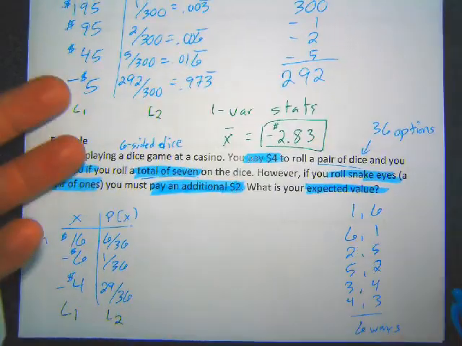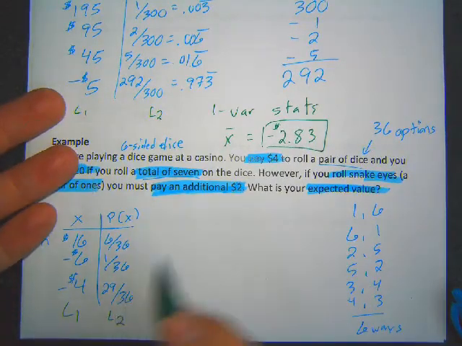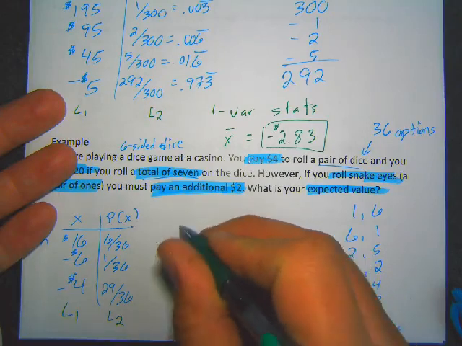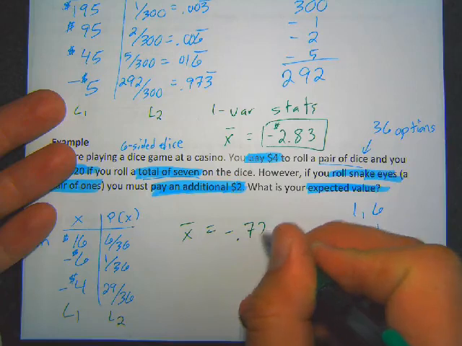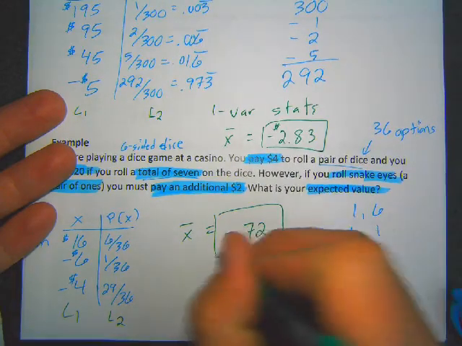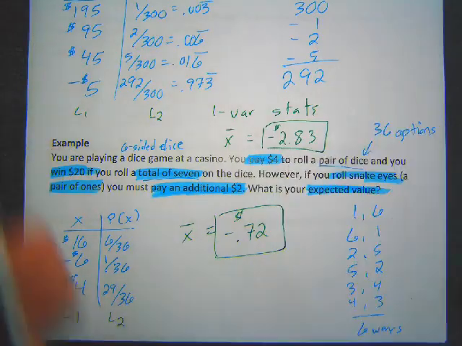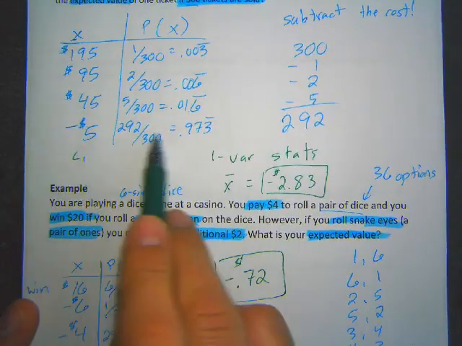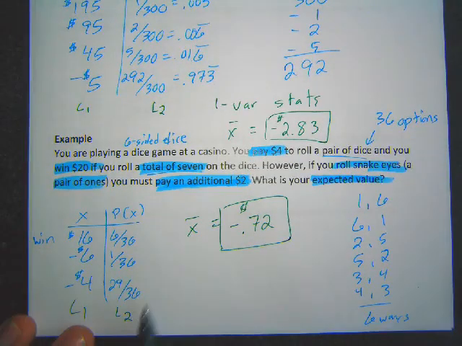So this game didn't sound that great because of all the different ways to lose, but it actually is still a better game to play than that raffle we got at the beginning, because this has a mean of negative 0.72. That's less than $1 losses, so that's not too bad versus the $2.83. This one was so much more expensive, $4 or $5 to play. And the chances of losing are pretty bad. They're like 97%. This one's not quite that bad, chances of losing. So this one actually was a better game to play.